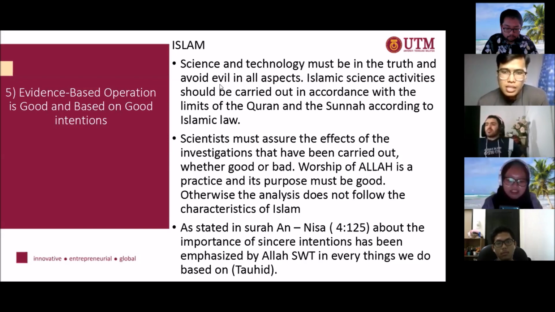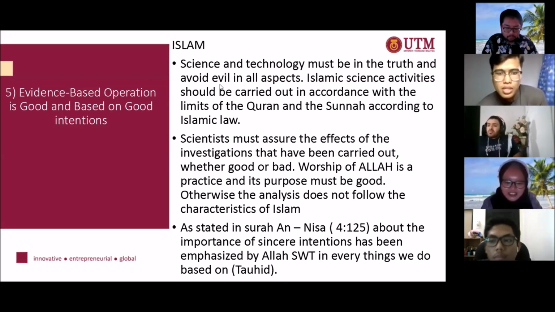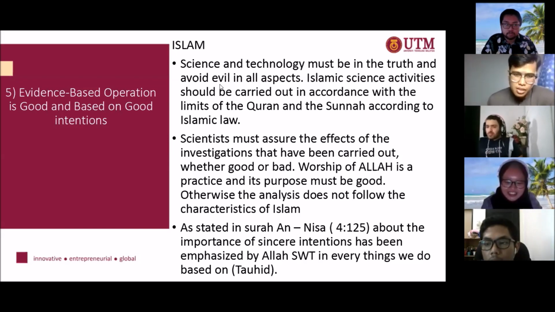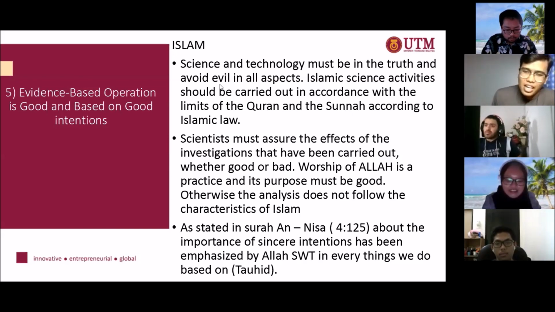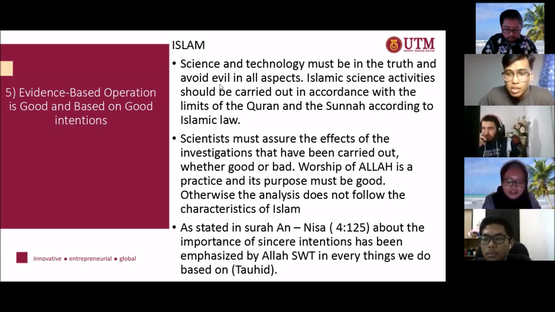Otherwise, the analysis does not follow the characteristic of Islam, as stated in Surah An-Nisa, verse 4, about the importance of sincere intention, which has been emphasized by Allah Subhanahu wa Taala in everything we do based on Tawhid.